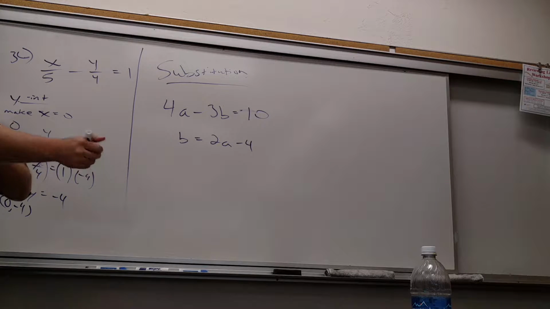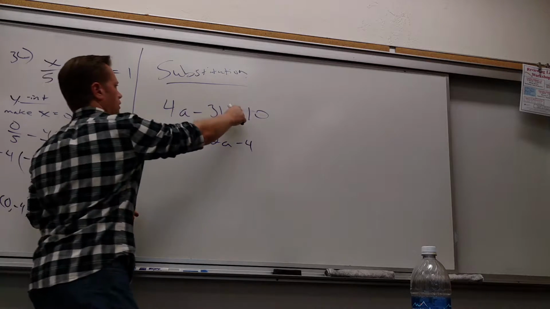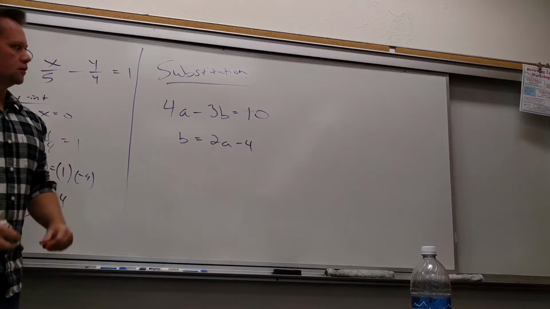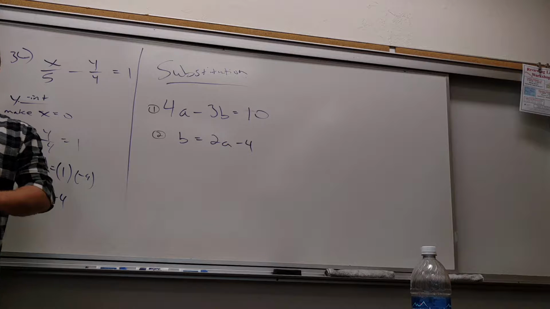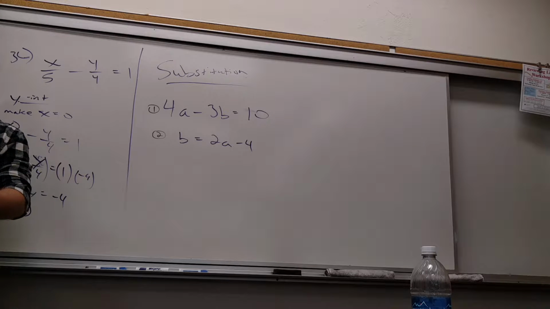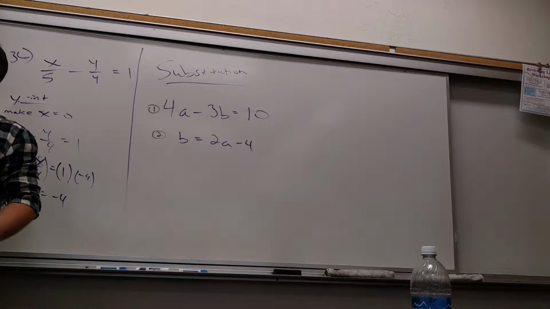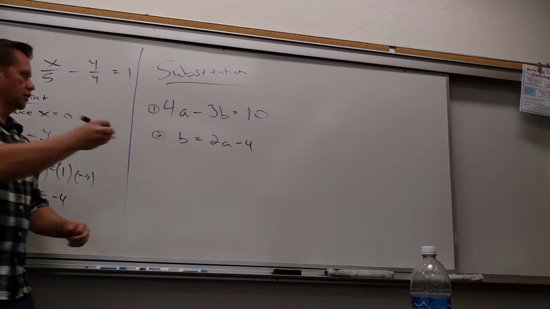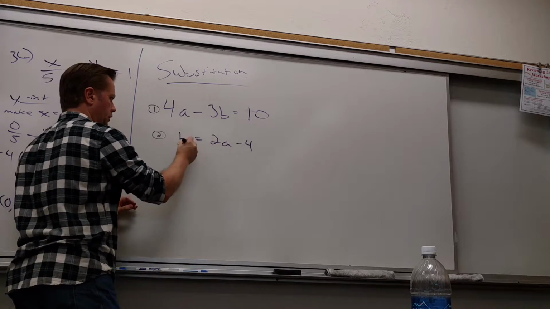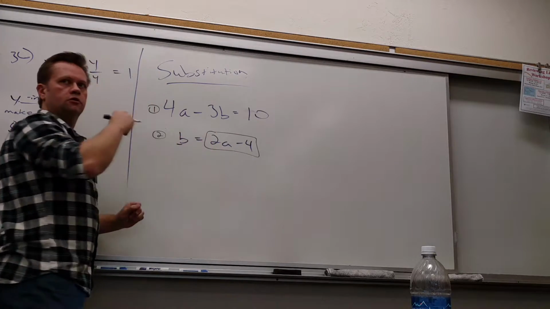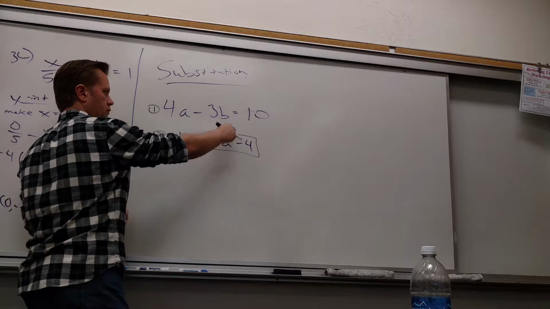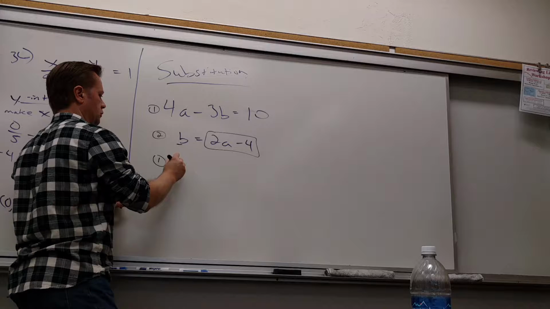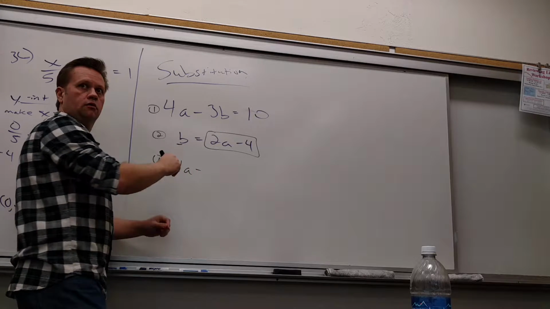Is that negative 10? No, sorry, that's a smudge, 10. Alright, so this is the first equation. This is the second equation. It makes sense to number them so you keep track. I know from the second equation what b is. So in the first equation, anywhere I see b, I can replace it with 2a minus 4. I can rewrite the first equation and then eliminate.